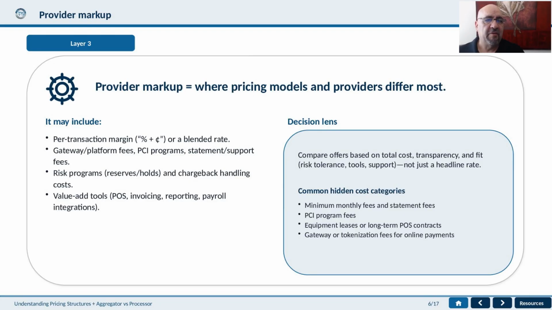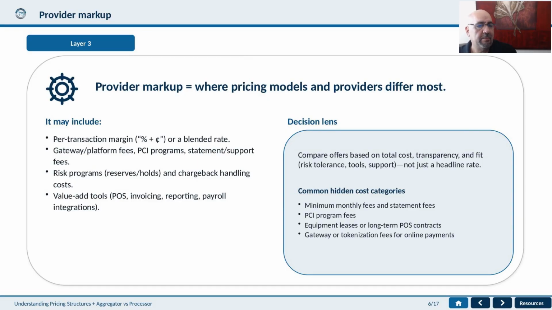Okay. Provider markup, where pricing models or providers differ most. It may include per transaction, percentage plus transaction, or a blended rate. Gateway platform fees, PCI programming, statement and support fees, other fees that may be required, risk program, reserve holds, chargeback handling and cost. I could go on another whole webinar just about reserve holding and chargebacks. It's very important.